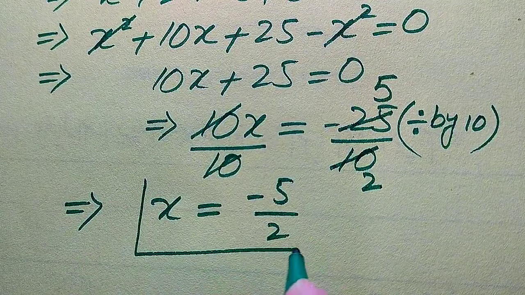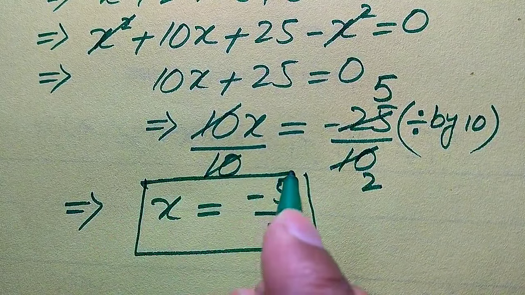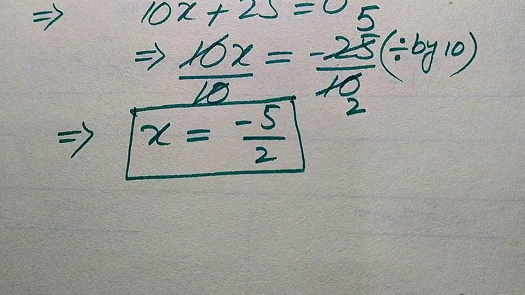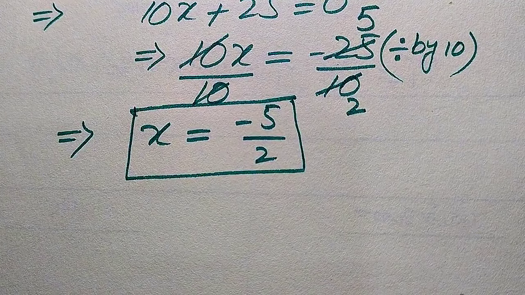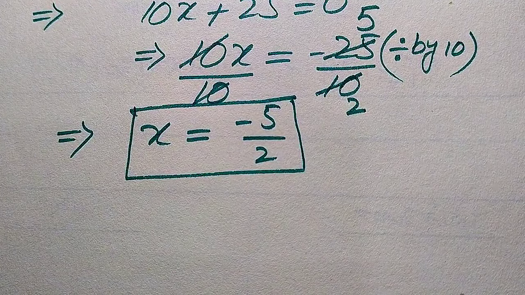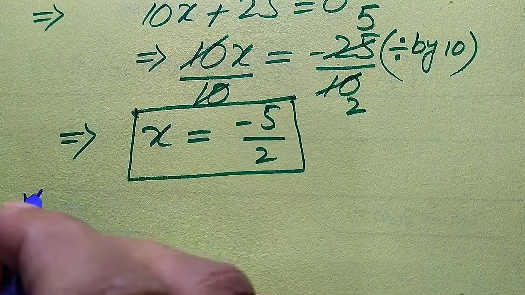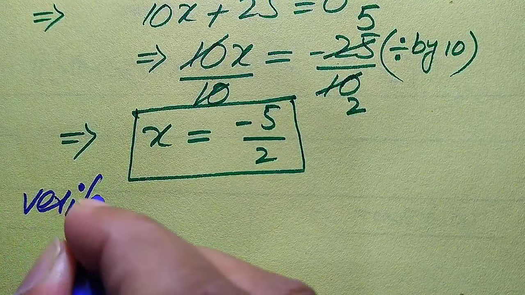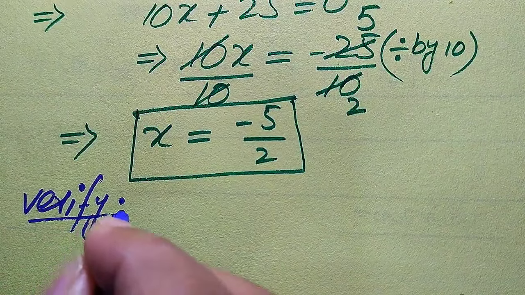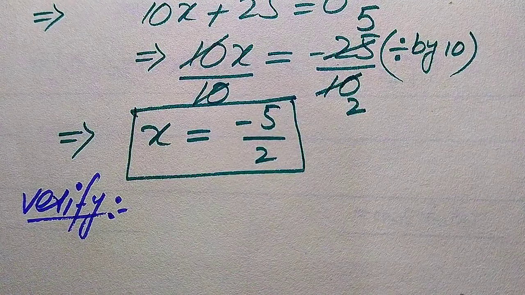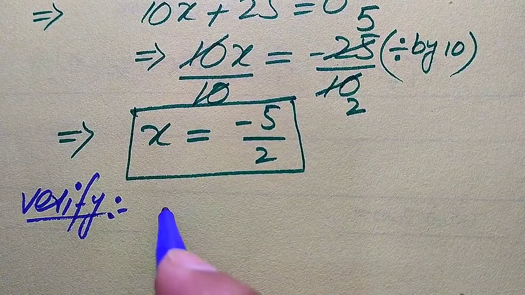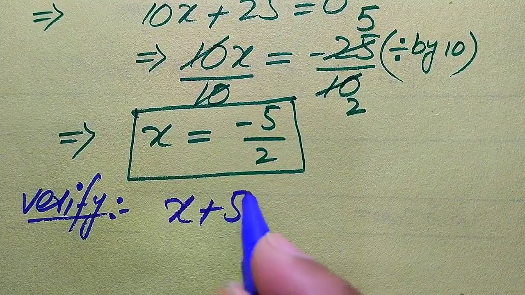So this is the value of x which we get from the first method, or this is the first root of the given equation. You see here in the first method we get only one root, and in the next step we need to verify whether this value of x is the solution of this equation, or whether it is an extraneous root.